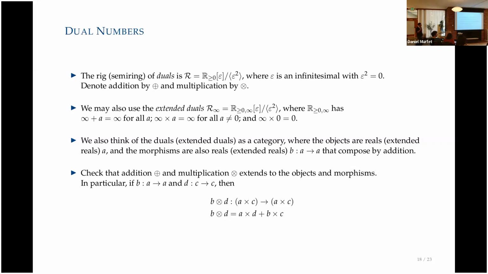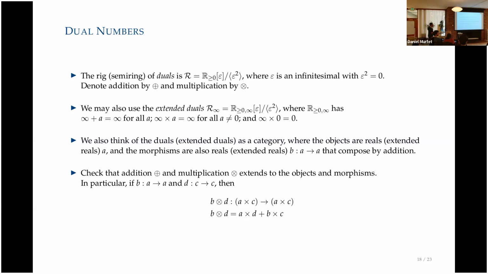In information theory, we sometimes want to work with extended duals. So we add infinity to the real numbers, and then you can make everything work well. Anything added to infinity is again infinity, and anything multiplied by infinity is infinity, except for 0. You get 0.